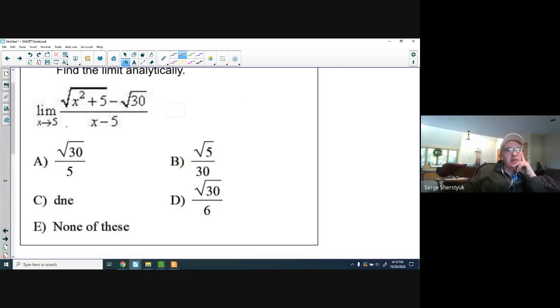But let's just verify it, because if the numerator is not 0, then you just have an asymptote. All right. Let's plug 5 in here. 5 squared is 25. 25 plus 5 is 30. So this really becomes square root of 30 minus square root of 30, whatever that is. It's 0. And the denominator, we plug 5 in here, is 0 divided by 0. That's just like I anticipated.